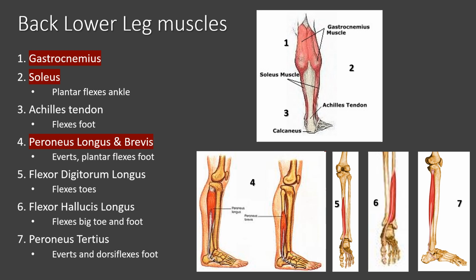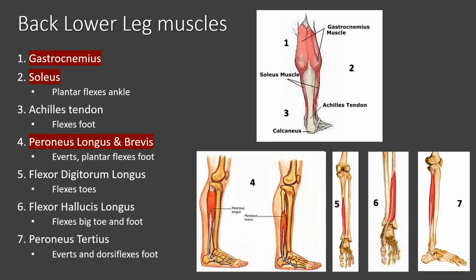Peroneus longus and brevis. Now, longus means long, brevis means short. And these two muscles can be found on the outside, right in the middle of the side of your calf. And they travel down the outside of the calf and they go right the way underneath the foot. Now they also help to plantar flex the foot, but also if you contract that muscle, then the foot everts. So the side edge, the outside edge of the foot will come upwards.